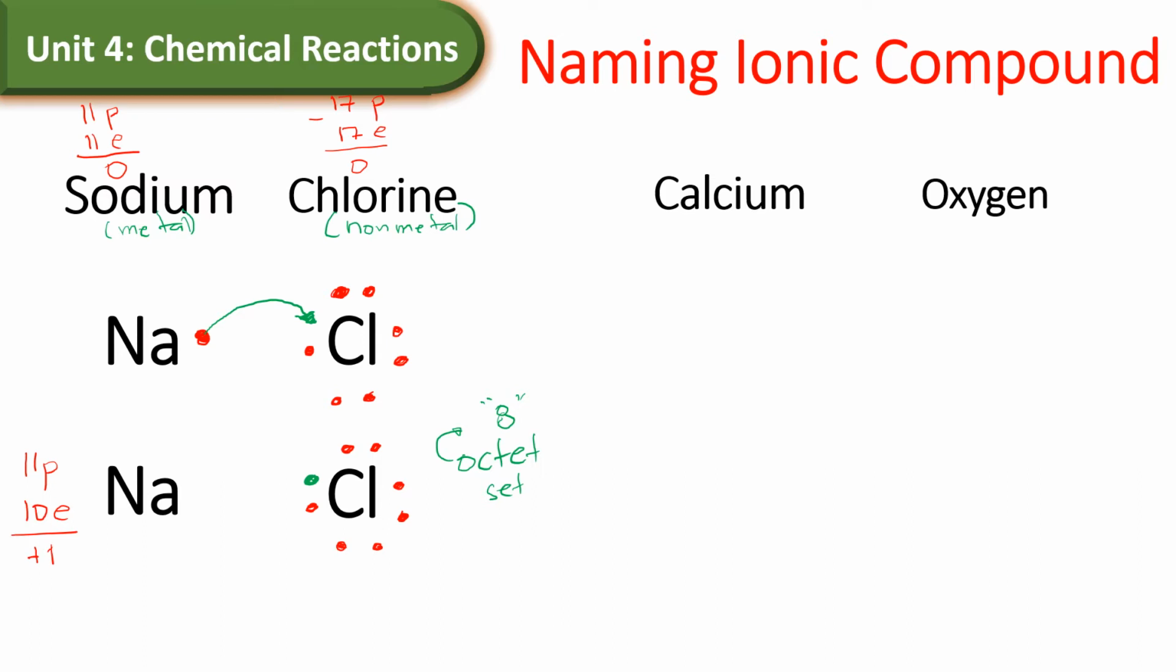Here, your chlorine has 17 protons. However, for your electrons, it receives 1 valence electron from sodium, so it will become 18. So 17 minus 18, you will have a negative 1. Therefore, the charge of your sodium will be Na+ and chlorine will be Cl-.